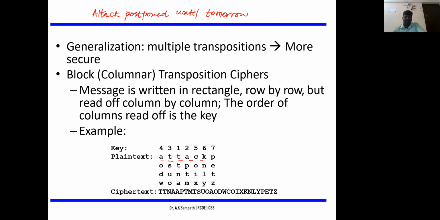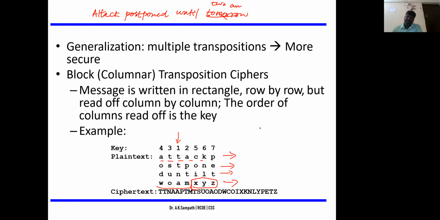If you write this, you will get only this part, and the remaining empty places can be filled using any filler letters. Now this entire information can be transferred. When I am writing, I write it as first row, second row, third row, and then fourth row.